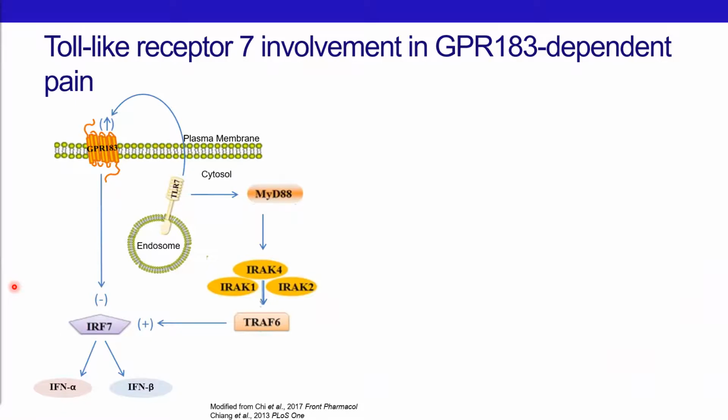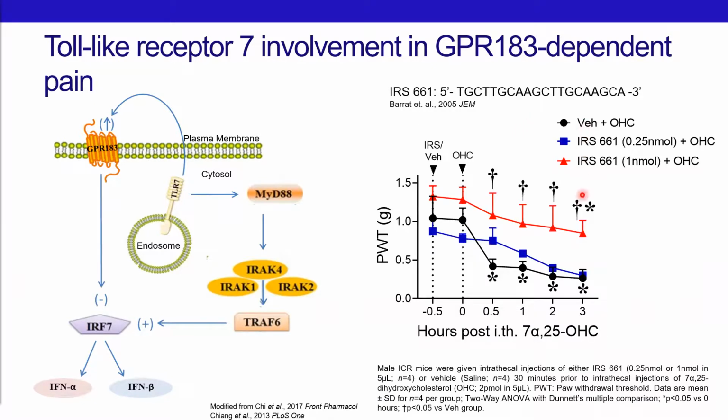So to determine whether TLR7 can be functionally important to GPR183's ability to induce pain, we used a TLR7-specific inhibitory oligonucleotide, IR661, to see if TLR7 inhibition is sufficient to block OHC-induced allodynia. Indeed, our preliminary results show that TLR7 inhibition is able to dose-dependently delay oxysterol-induced allodynia, suggesting that TLR7 is functionally linked to GPR183 signaling in the context of pain.